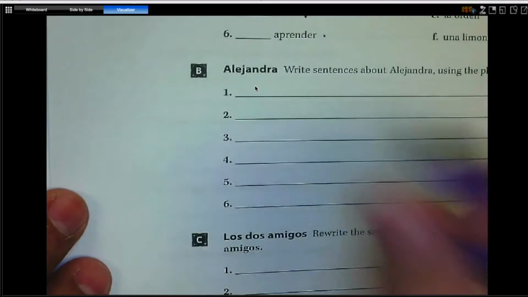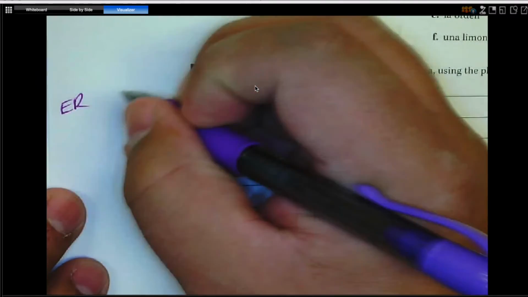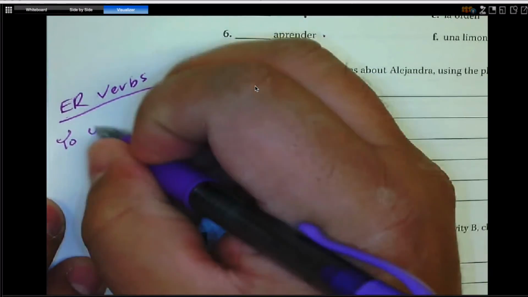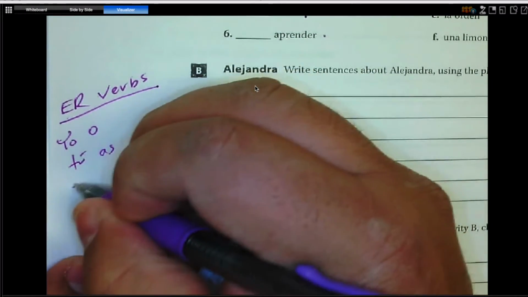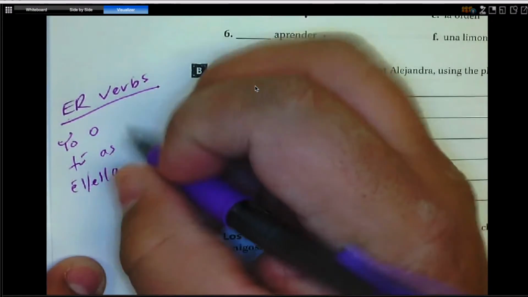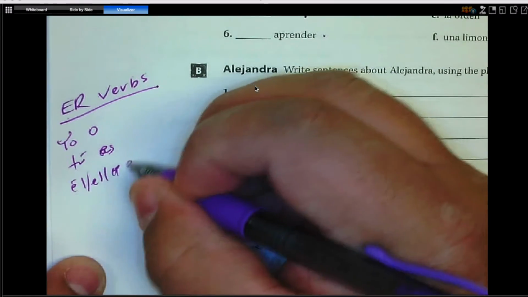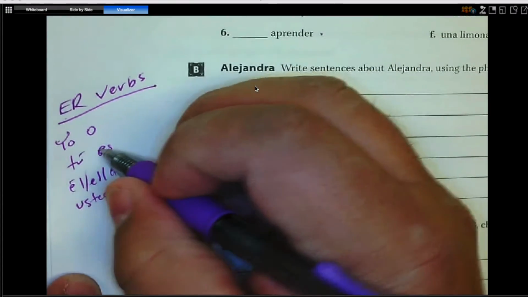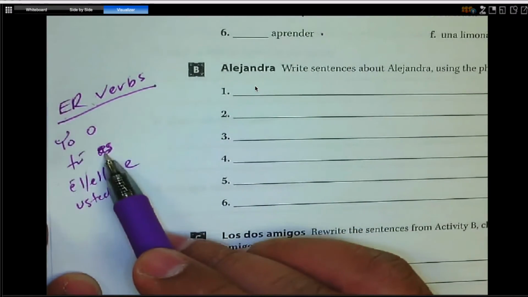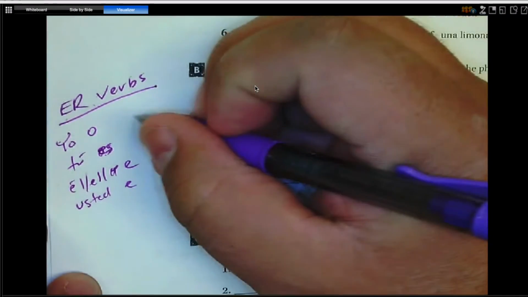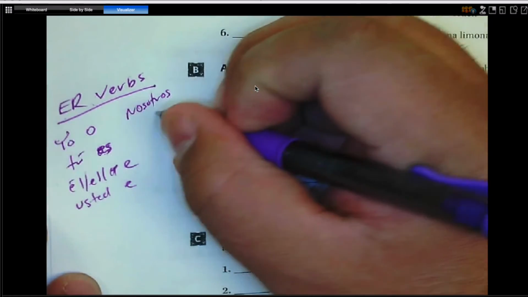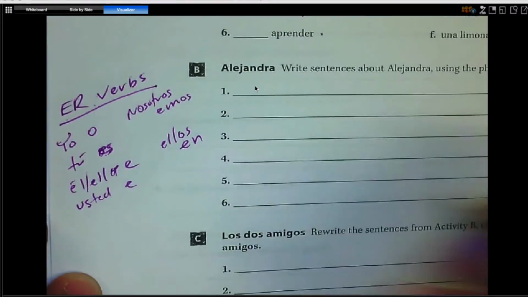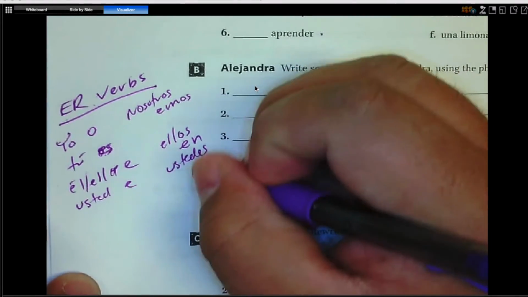So, real quick review. This chapter, we're conjugating ER verbs and also IR verbs. We know that yo is O, tú is as, ella is a. Oops, excuse me. We're doing ER verbs, so E, that's ugly. And usted is E, right? So the only difference between AR verbs is the A's change to E's, right? And then we have nosotros, emos, and we have ellos, en, and we have ustedes, en, right?